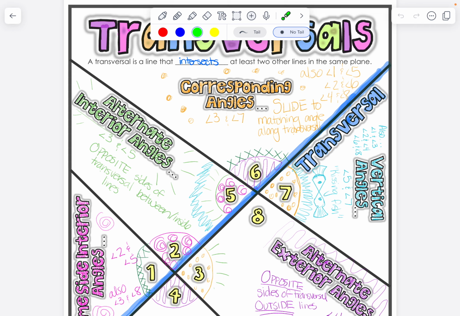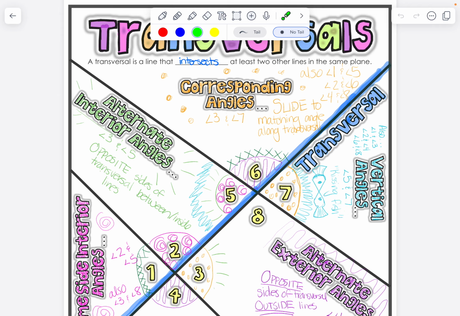We have vertical angles, which is actually something we're reviewing. We talked about vertical angles earlier on. Vertical angles are angles that are directly across from each other. You can see I did some color coding here. This light blue angle, angle 7, would be vertical with angle 5. And when we have vertical angles, we know that they are congruent.